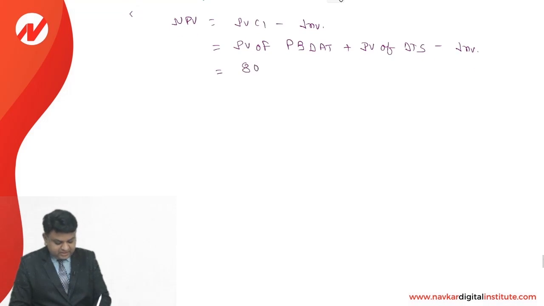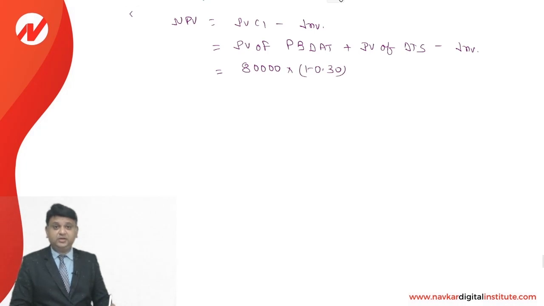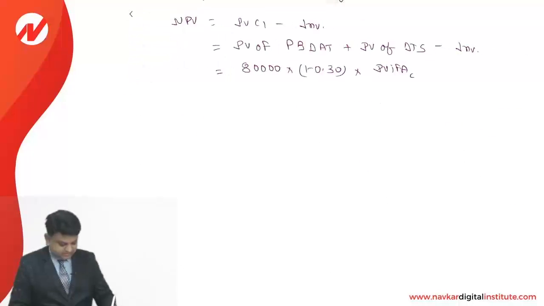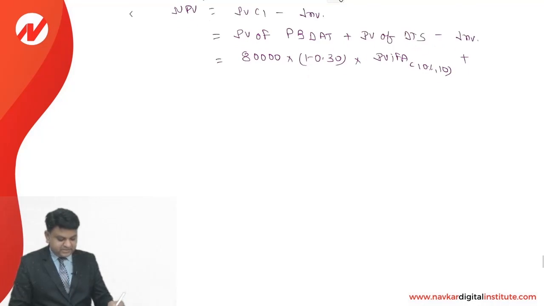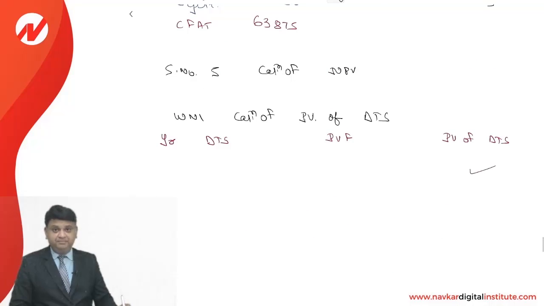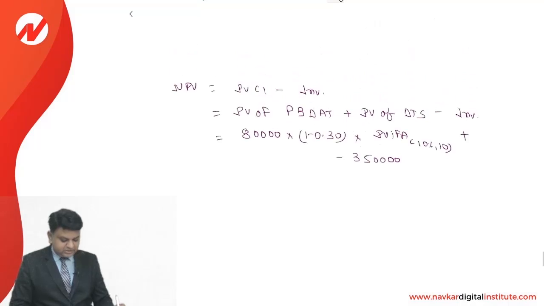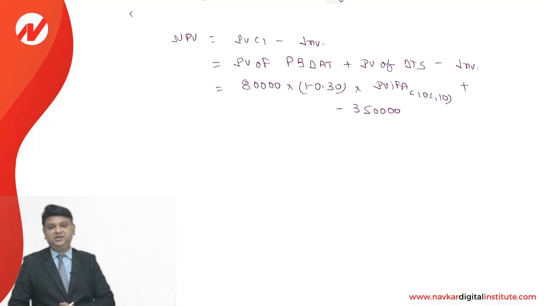So what will happen? It is 80,000 into 1 minus 0.30, so it is converted into post-tax, into PVIFA at the cost of capital provided to us in the example. It is 10% for 10 years. That summation we will keep over here, plus present value of the depreciation tax saving based on this working note, minus the amount of the investment 3,50,000. This is the way we'll make the calculation of the NPV.